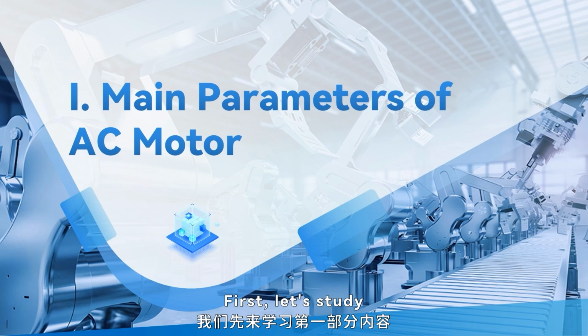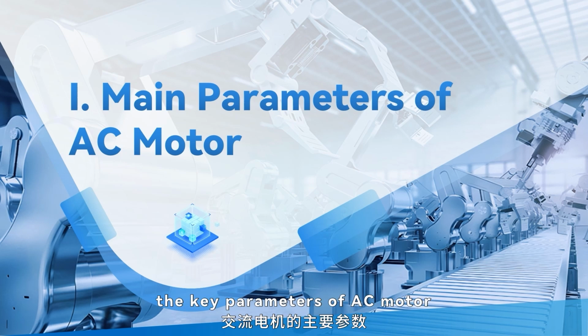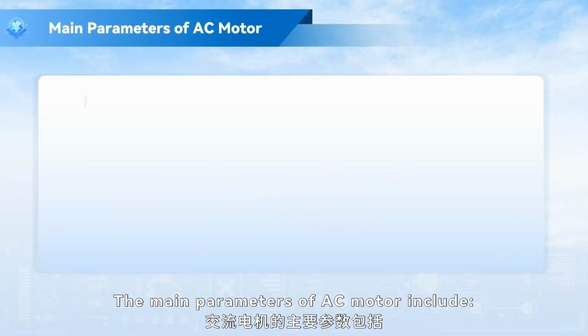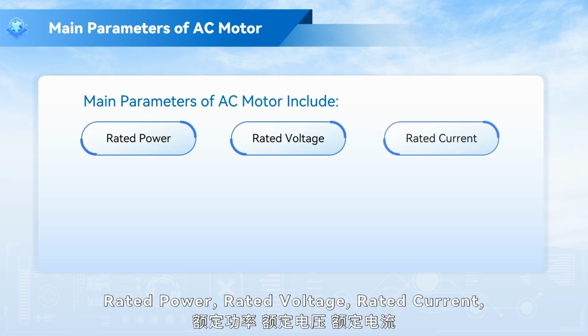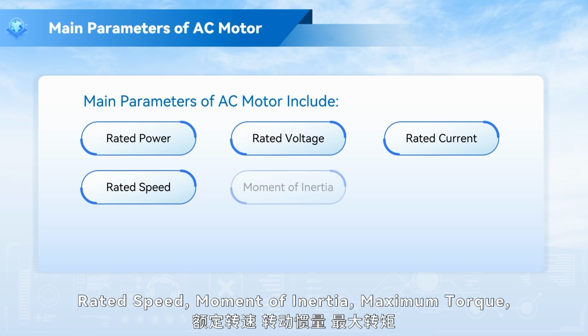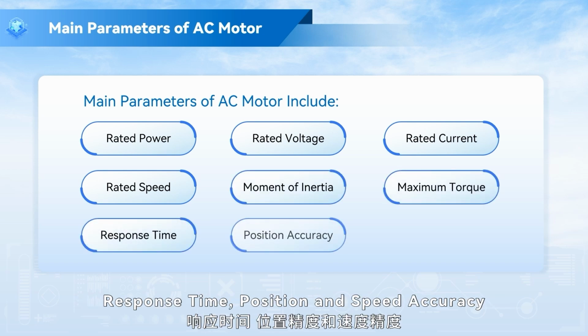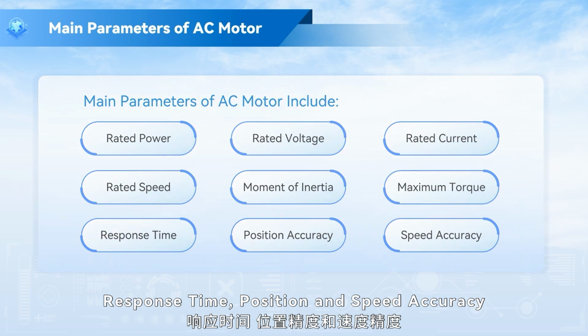First, let's study the key parameters of AC motor. The main parameters of AC motor include rated power, rated voltage, rated current, rated speed, moment of inertia, maximum torque, response time, position, and speed accuracy.